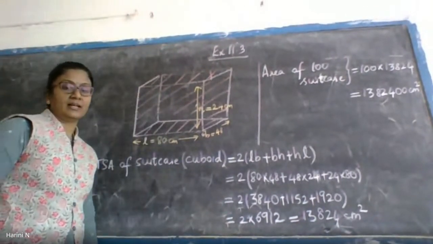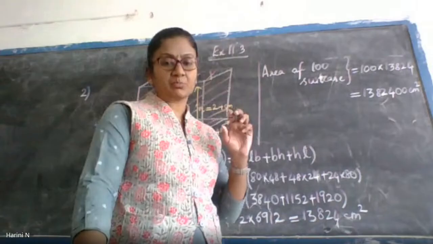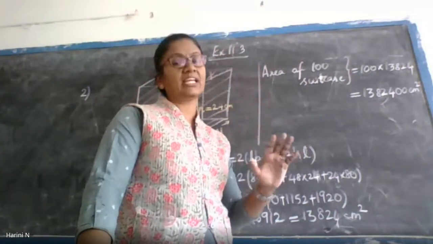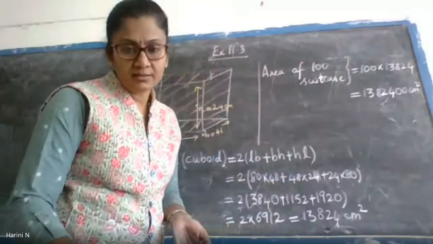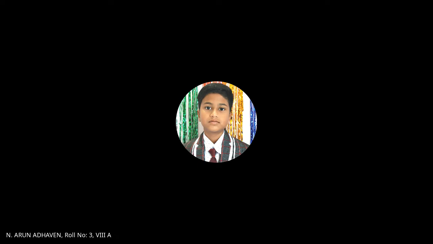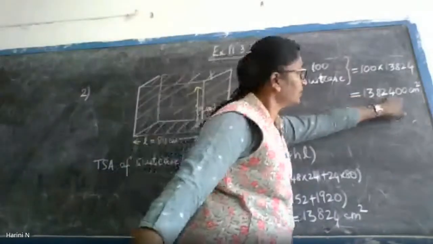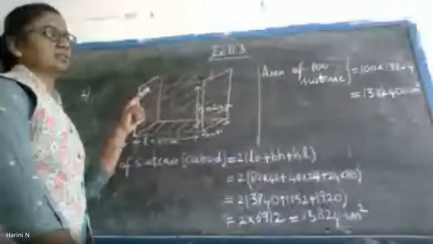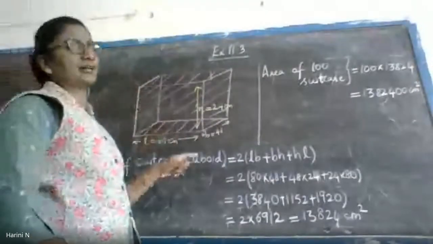Now, ma'am, the cloth is having a specific width. The width of the cloth is fixed. Only thing that you have to find out is, yes, Arun? Ma'am, how many zeros are there? Is it 2 zeros, ma'am? Can't see the 2 zeros? Now it is visible. So so much is the area of 100 suitcases.